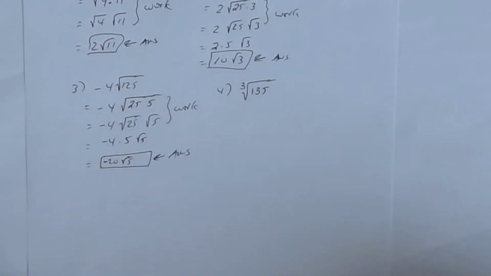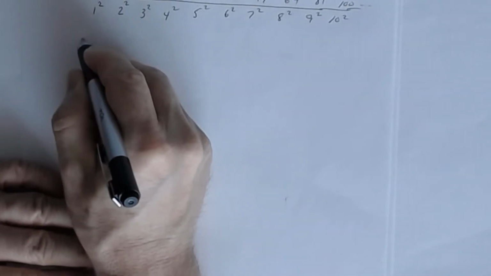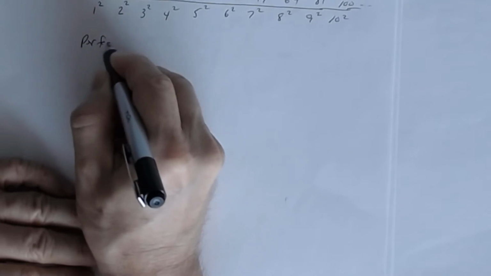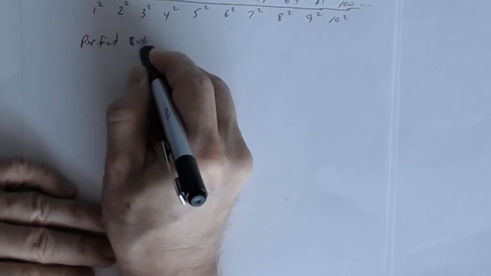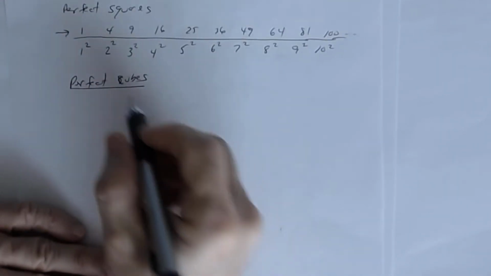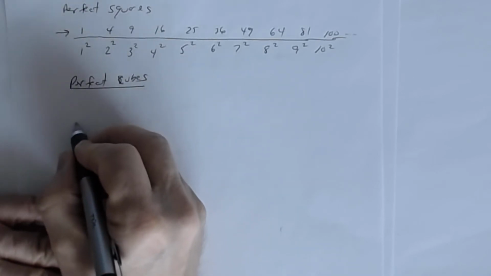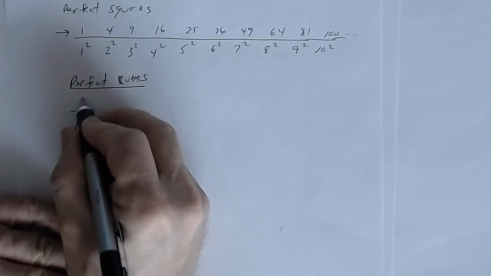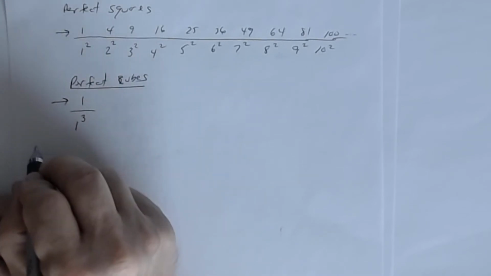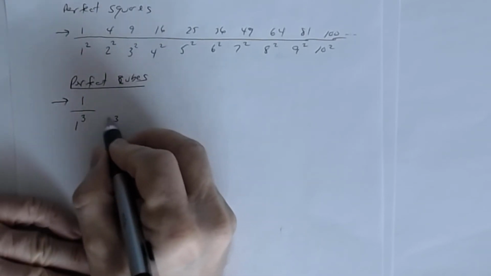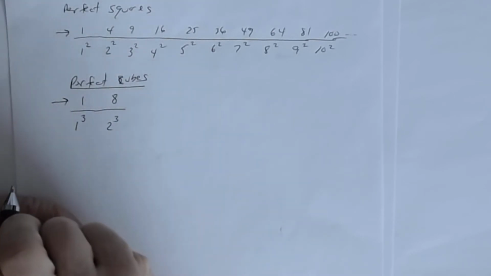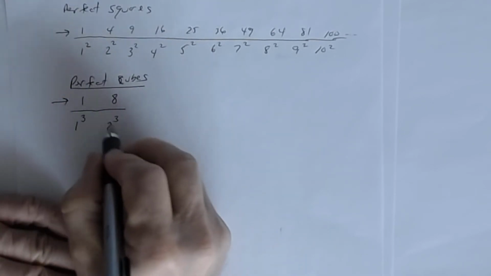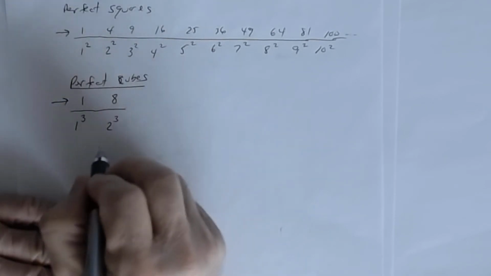But let's go ahead and remind ourselves what our perfect cubes are. Just like we did the perfect squares, you're going to take 1 and cube it this time. So 1 times itself 3 times is 1. So these are your perfect cubes right here. Then the next one will be 2 cubed, which is 8. So 8 is a perfect cube because the cube root of 8 is 2. 2 times 2 times 2 is 8.